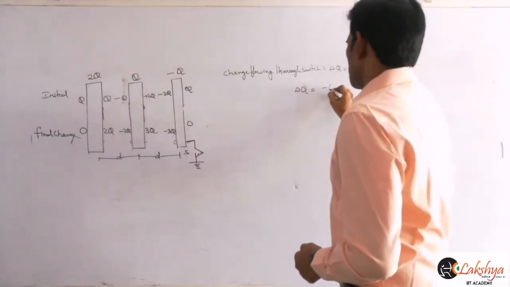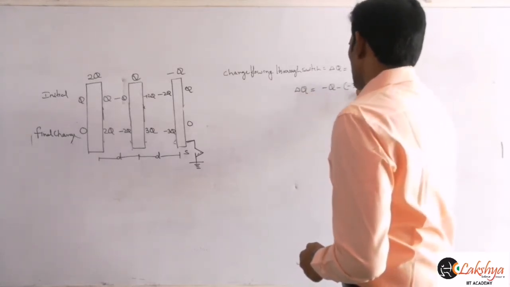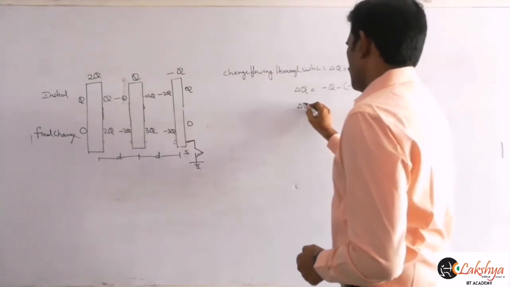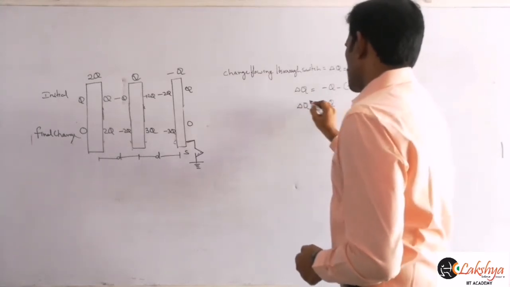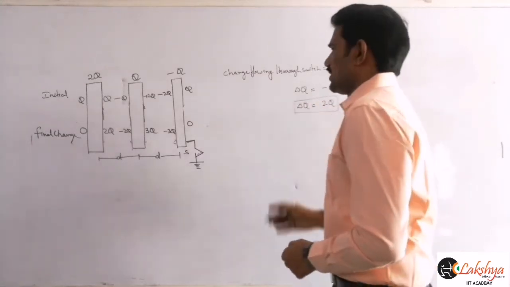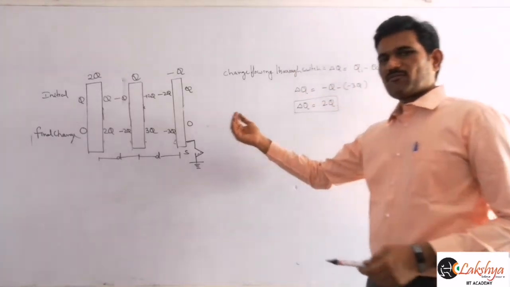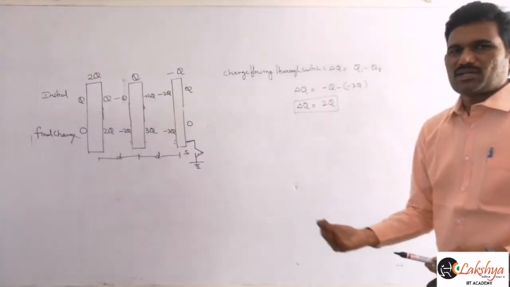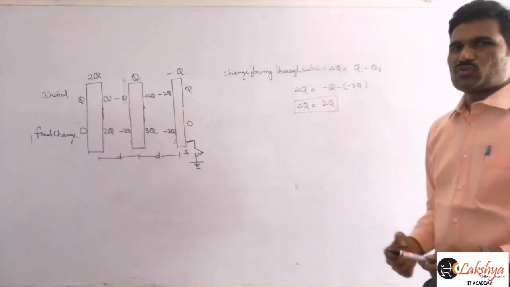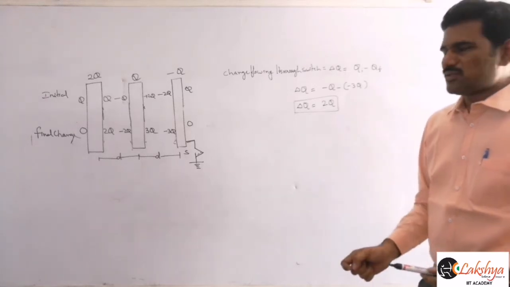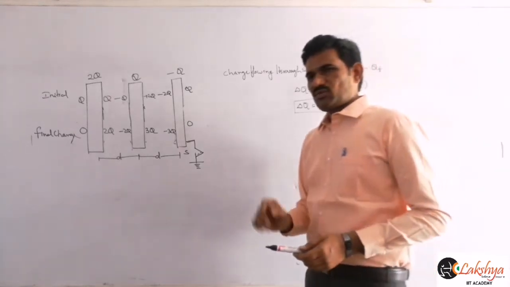And so I can write this as minus q and minus of minus 3q. And so it is 2q charge flowing here. You can say 2q charge is flowing from plate to the ground. If they ask particularly from ground to plate or plate to ground, we need to write the sign as I said previously. Otherwise, we can write the magnitude of charge here.